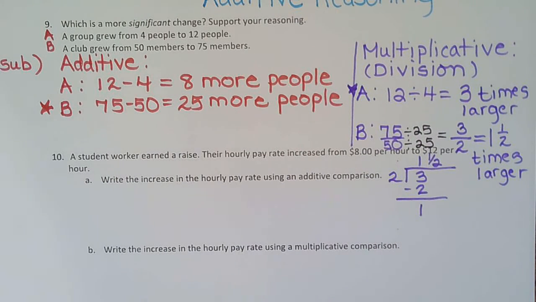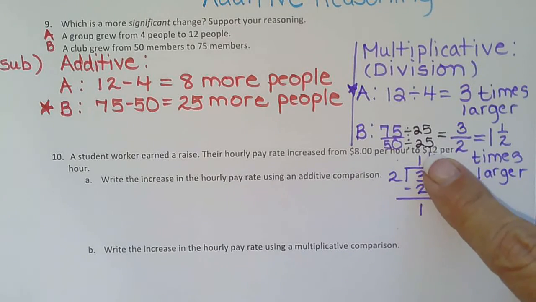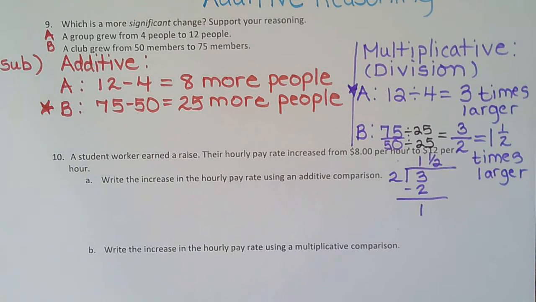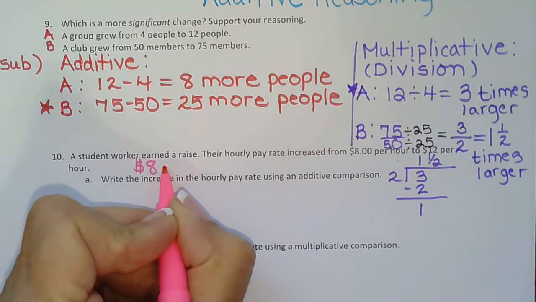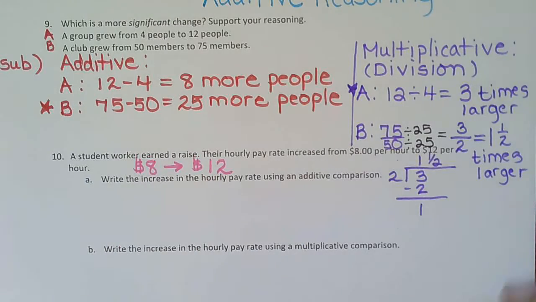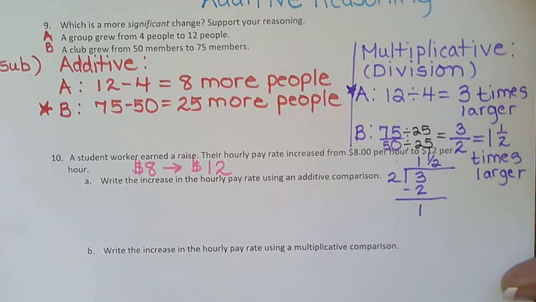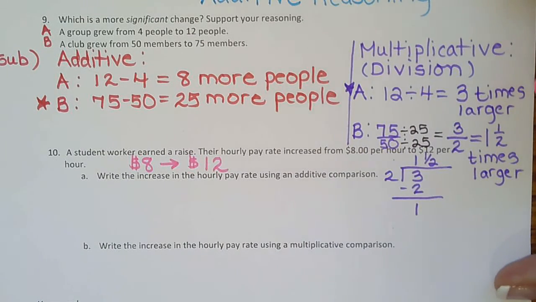Okay, let's look at the next exercise. So a student worker earned a raise. Their hourly pay increased from $8 to $12. Sorry, I kind of wrote over that. So let's write it here. So $8 an hour to $12 an hour. And this is kind of how we have it set up on the test. We give you a scenario and then we ask you for the increase using the two comparisons.